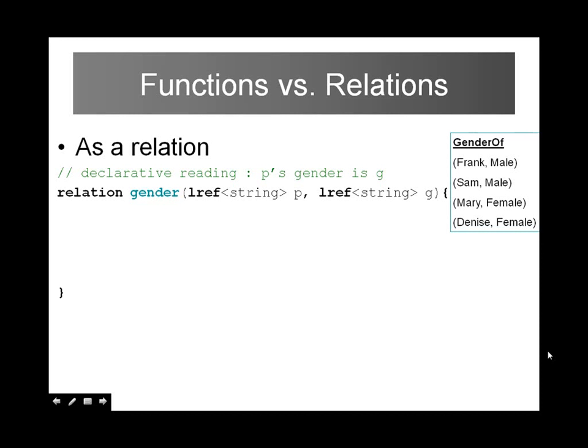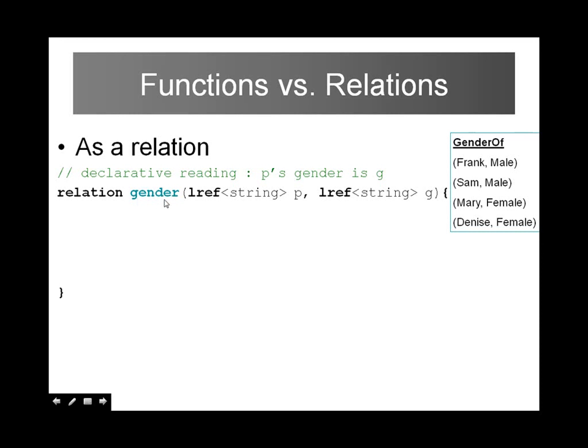Since this is a binary relation, this relation has 2 arguments, P and G. P for person and G for gender. Both are strings. But the string type has been tagged with a template called LREF. LREF is short for logic reference. Logic references are conceptually similar to references in C++, but their most basic difference being that logic references do not need to be initialized. And you can check whether a logic reference is currently initialized or not.